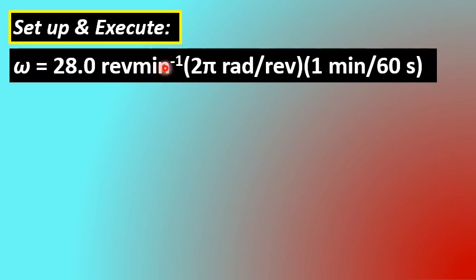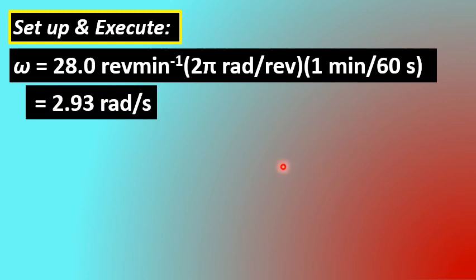We convert the angular speed omega, 28.0 revolutions per minute, into its radian per second equivalent, simply by multiplying it by 2 pi radian per revolution and by 1 minute per 60 seconds. So doing our math, we get 2.93 radians per second as the value of the angular speed omega.